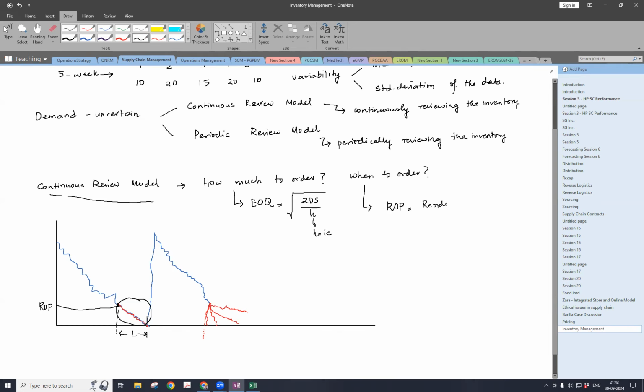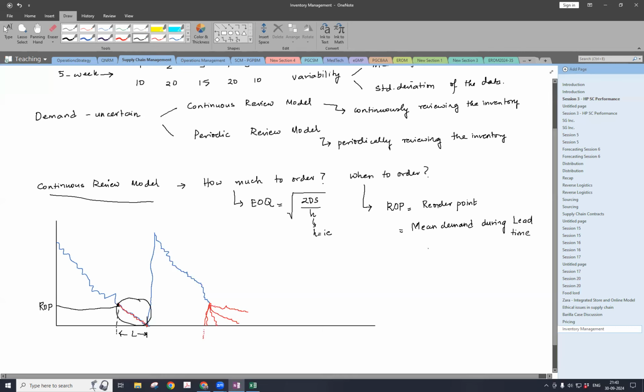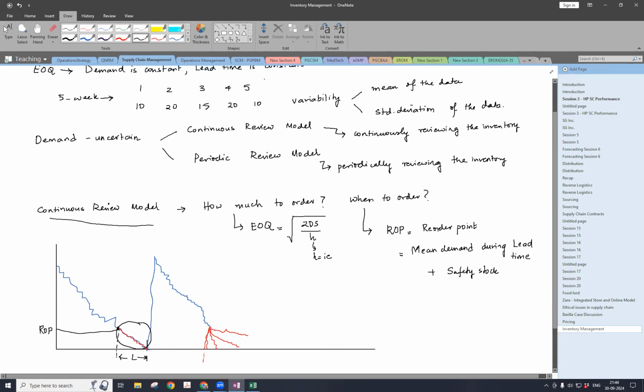Reorder point is arrived at using this particular formula, which is mean demand during lead time plus the safety stock. Now, for us to understand what this means, let's go back to this example, right? This example of the five weeks that we have looked at.